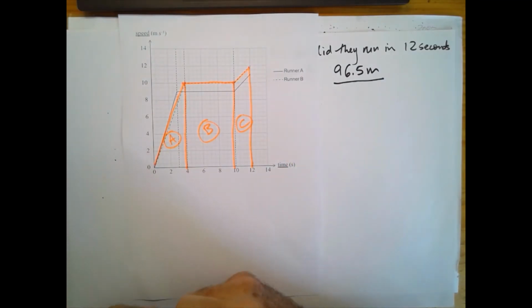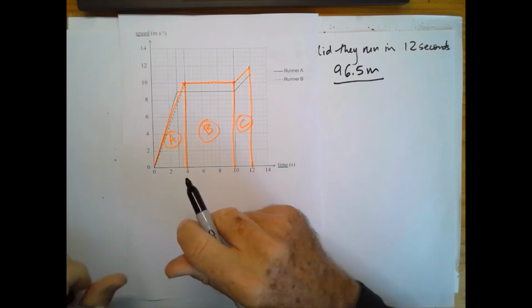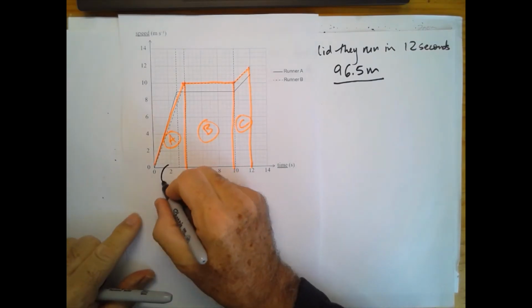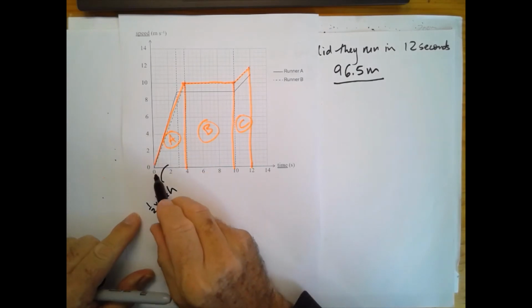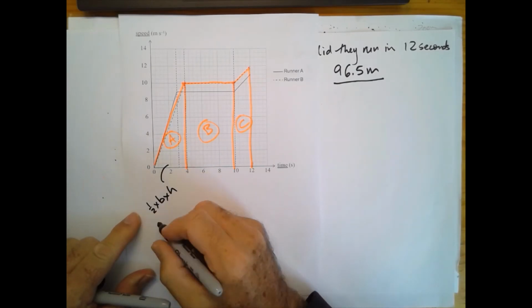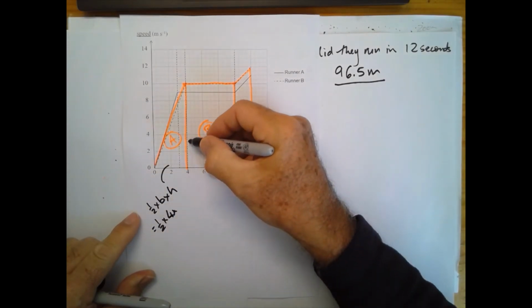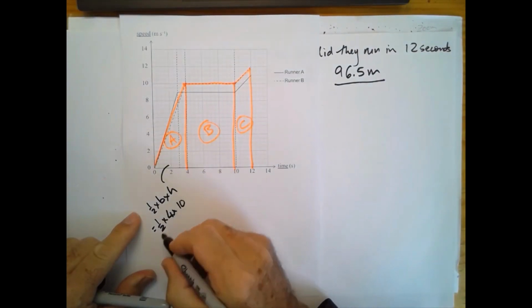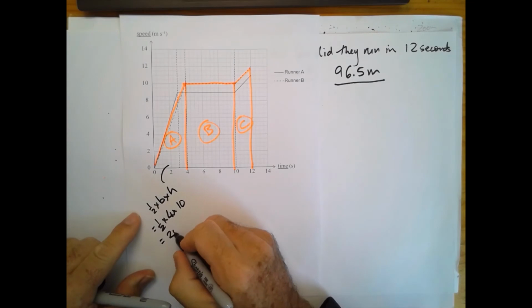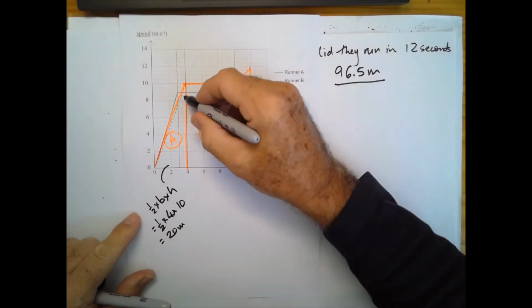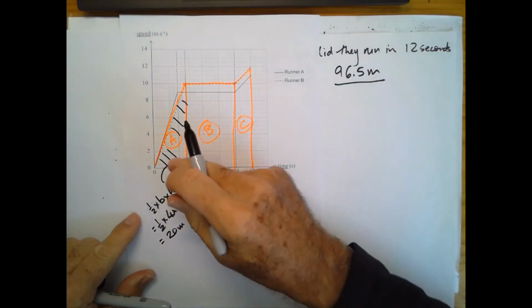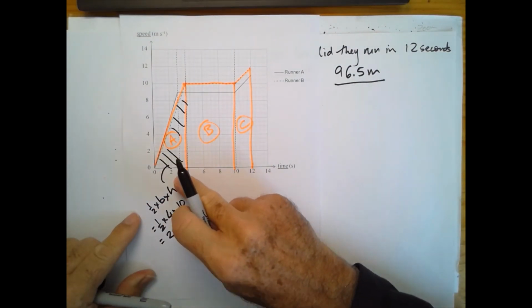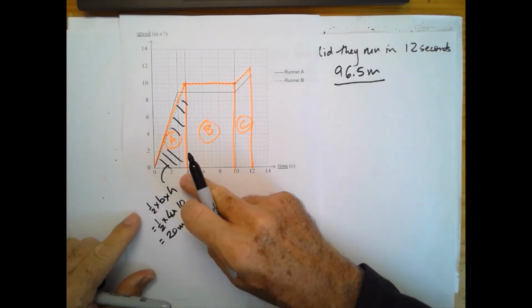The area of triangle A, 1/2 times base times height. The base is 4, equals 1/2 times 4 times a height of 10, which is equal to 20 meters. The area under this graph here is 20 meters. So in the first 4 seconds runner B will have travelled 20 meters.